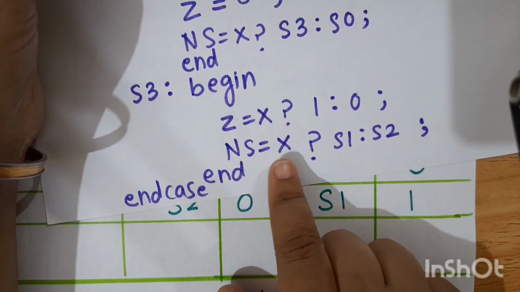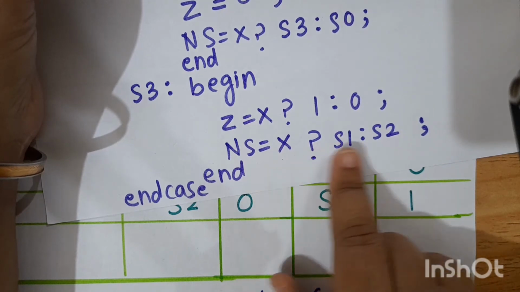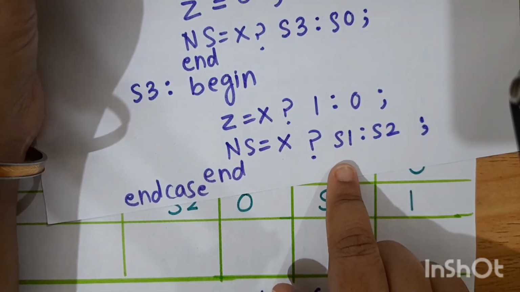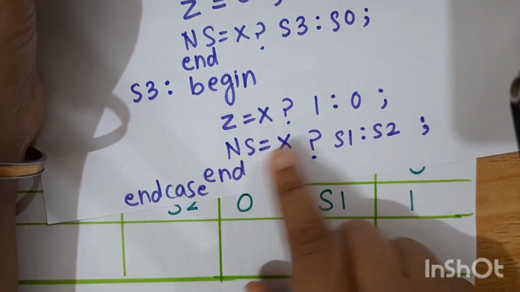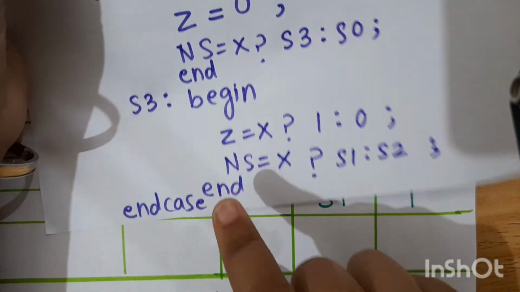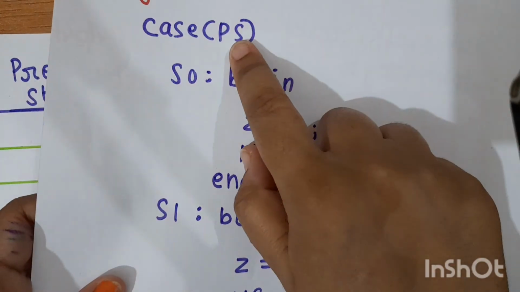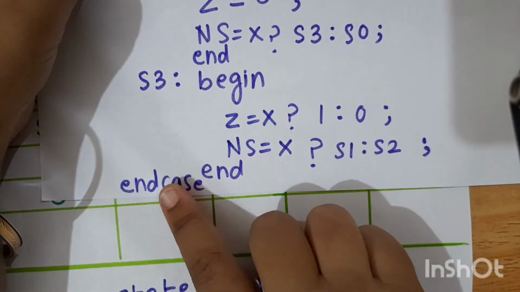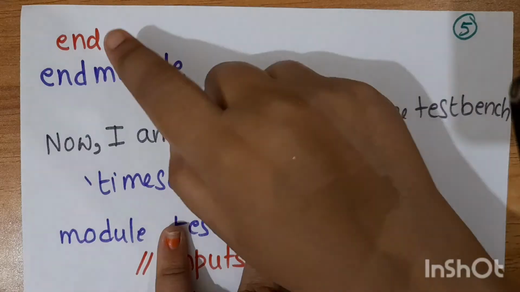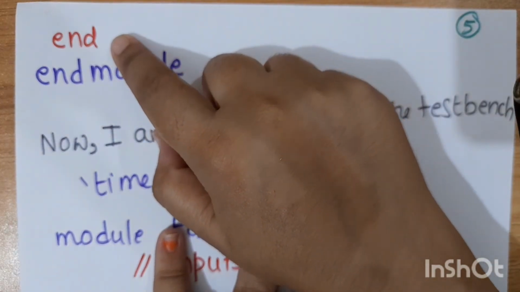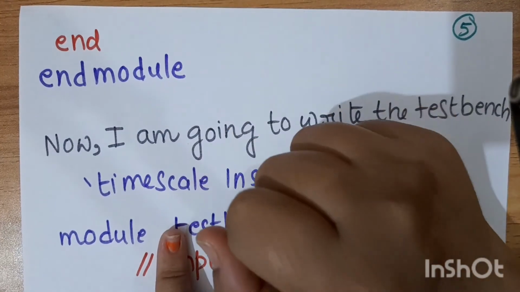And for the next state, if input is 1, you get next state equal to S1. If the input is 0, next state equal to S2. Semicolon, begin, end. And for this particular case statement, I have the end case statement. You see, always block begin, I have the end statement, and end module for the module block.